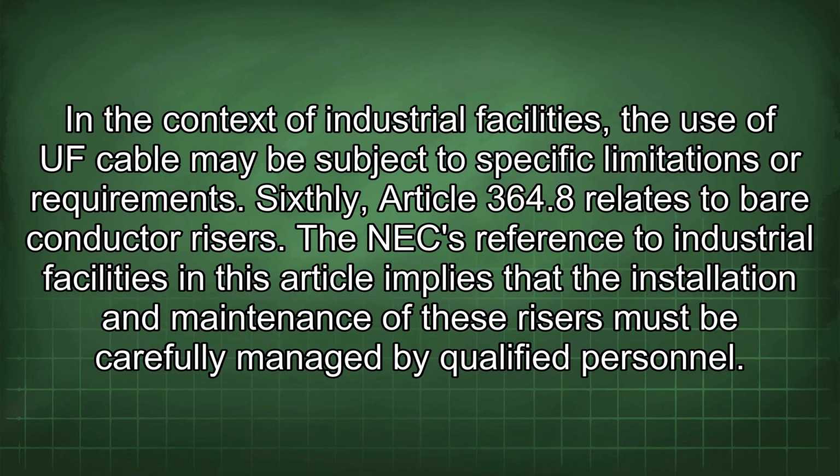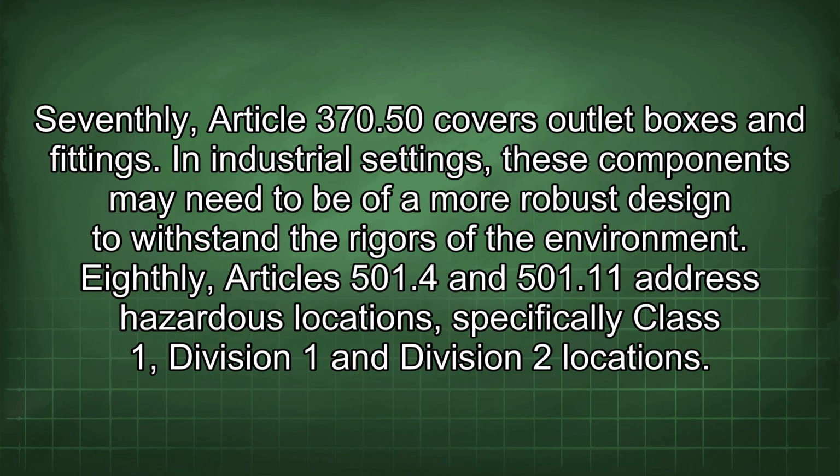Sixthly, Article 364.8 relates to bare conductor risers. The NEC reference to industrial facilities in this article implies that the installation and maintenance of these risers must be carefully managed by qualified personnel. Seventhly, Article 370.50 covers outlet boxes and fittings. In industrial settings, these components may need to be of a more robust design to withstand the rigors of the environment. Eighthly, Articles 501.4 and 501.11 address hazardous locations, specifically Class 1, Division 1 and Division 2 locations.